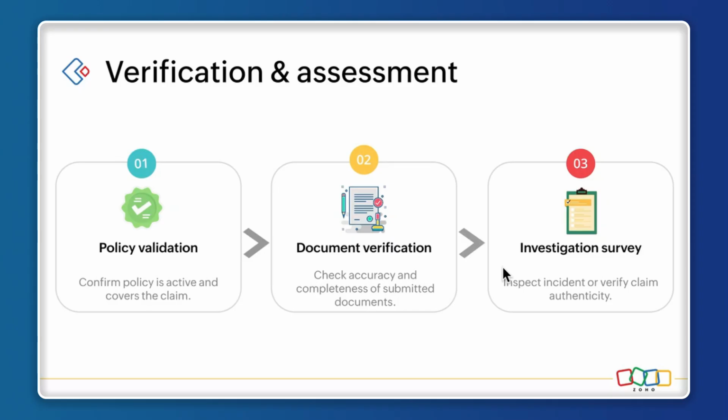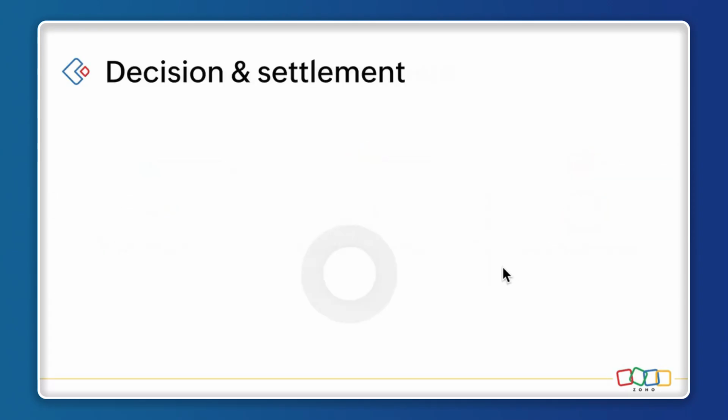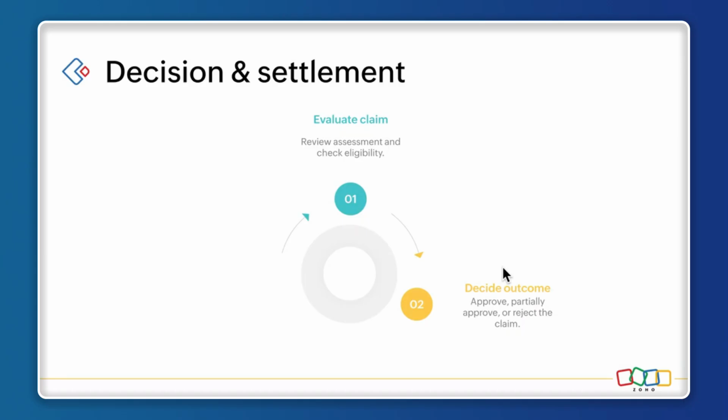So this is going to be the second step that is automated in this application that we'll be looking into. And the third step is decision and settlement. This is going to be the final step of our application. So once the survey is done, they will check the accuracy of the survey and the eligibility of that particular policyholder. Depending upon those details, they will decide the outcome, either to approve the policy, or to partially approve the policy, or to reject the claim.